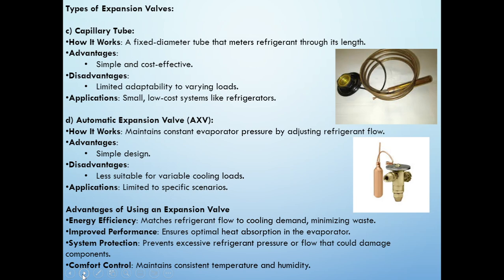Number three, capillary tube. As you can see in this picture, it is a fixed diameter tube that meters refrigerant through its length. Its advantage is that it is simple and cost effective, and the disadvantage is limited adaptability to varying loads. It's used in small and low cost systems like refrigerators.